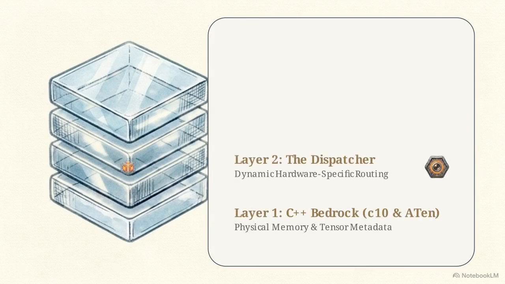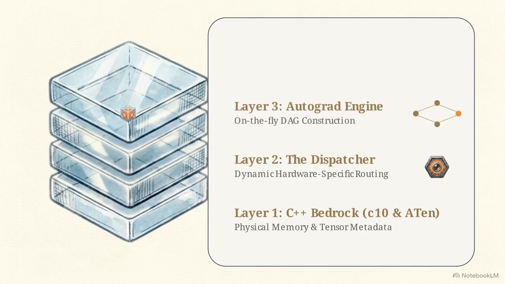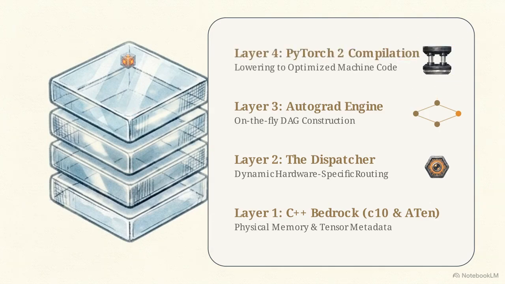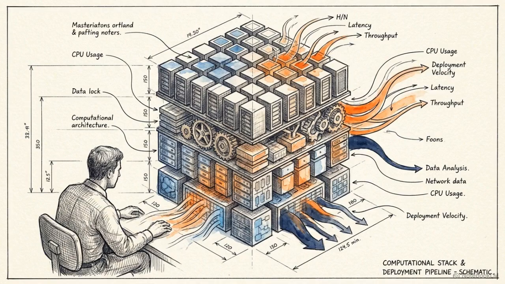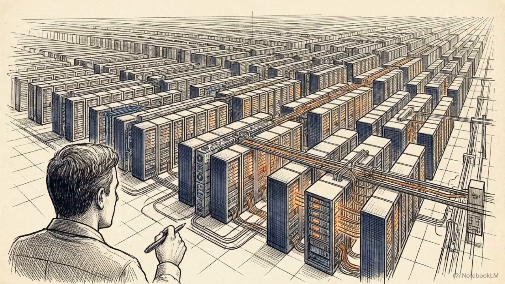We are going to trace this lifecycle, moving from low-level memory allocation in C++ up through the dynamic routing of the dispatcher, into the AutoGrad engine, and finally to the PyTorch 2 compilation stack. Understanding this execution stack is the threshold that separates a basic model user from an AI systems engineer capable of deploying and optimizing models at scale.